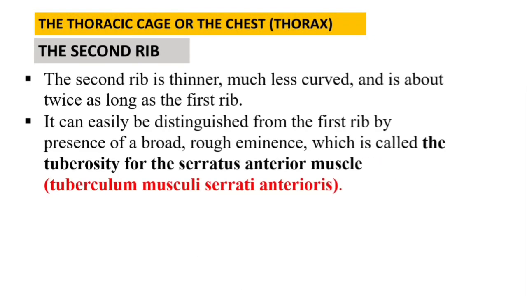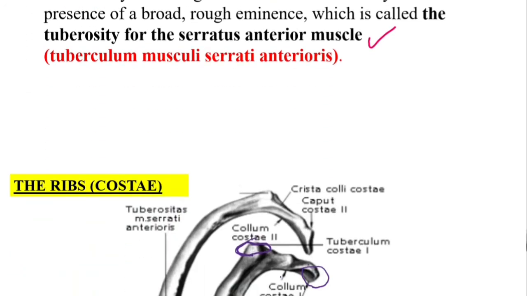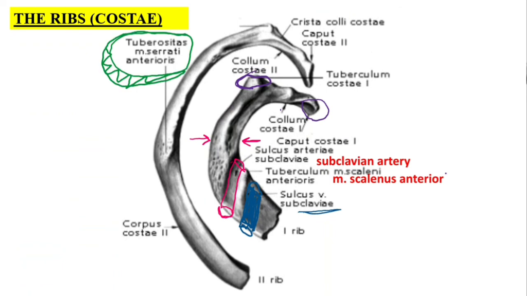Now the second rib. The second rib is thinner, much less curved, and is about twice as long as the first rib. It can easily be distinguished from the first rib by the presence of a broad and rough prominence, which is called the tuberosity of the serratus anterior muscle, tuberositas musculi serrati anterioris. Let me show you this tuberosity.